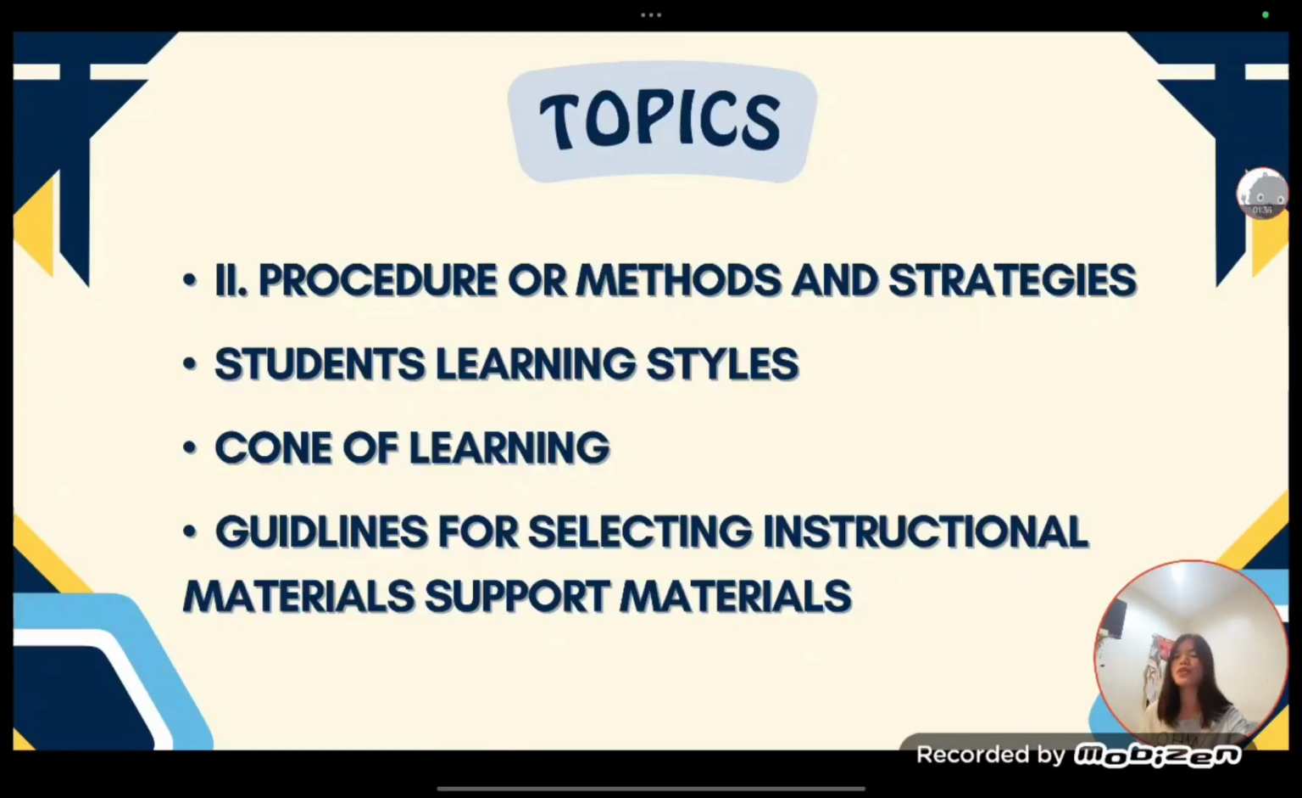So these are the topics that need to be tackled. First is procedure or the methods and strategies. Second, students' learning styles. Third is the cone of learning, and lastly, we will be tackling the guidelines for selecting instructional materials to support learning.